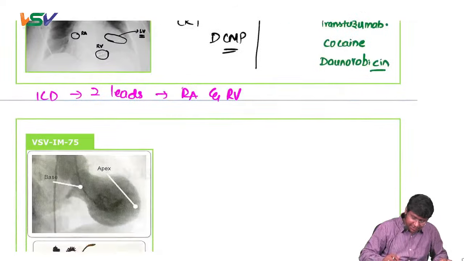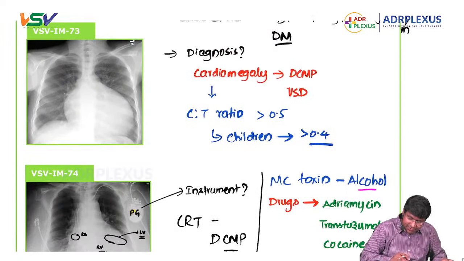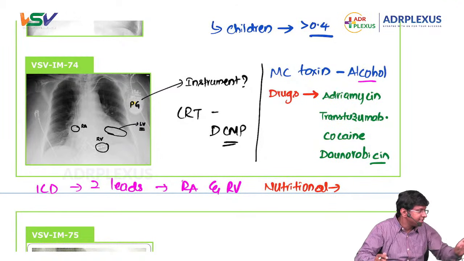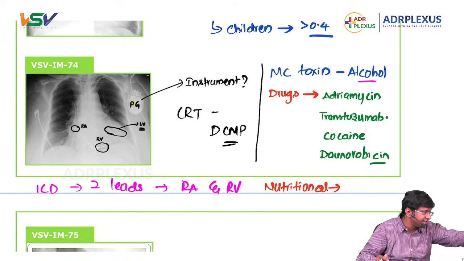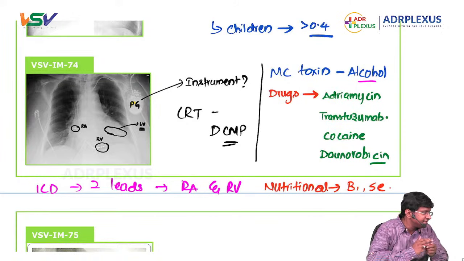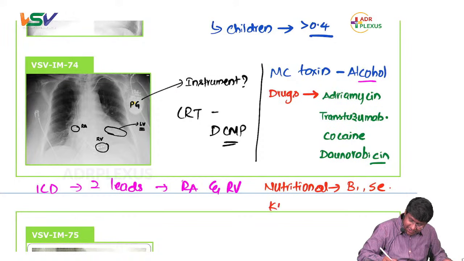Okay, right. And next is nutritional deficiencies, which are asked very commonly. So tell me, what are the nutritional deficiencies where you will have this dilated cardiomyopathy? Very good. So that is observed in B1 deficiency as well as selenium deficiency. Now if selenium deficiency is associated with Coxsackie virus, that is called Keshan disease.